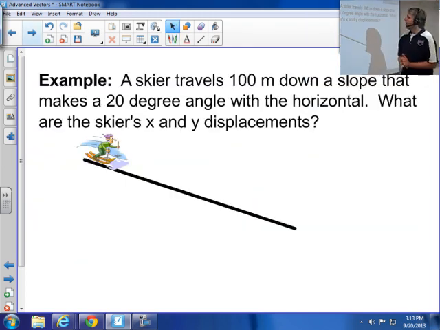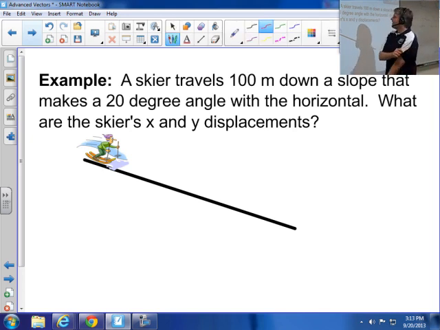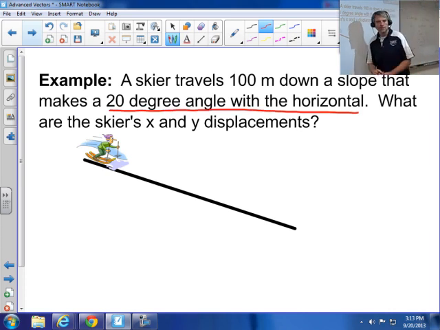Let's try an example. I have a skier that travels 100 meters down a slope that makes a 20-degree angle with the horizontal. What are the skier's x and y displacements? Now, there's some very careful language in here. They tell you that the slope makes a 20-degree angle with the horizontal. You got to realize every time we have a problem, there's lots of different angles involved, and you have to be very careful that you're labeling the correct angle.